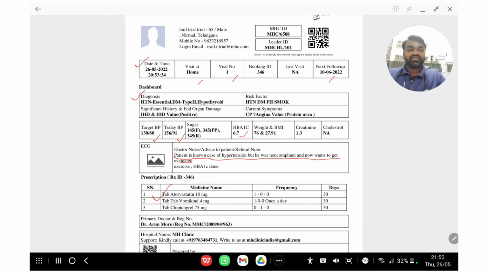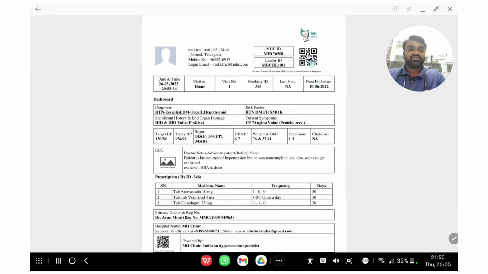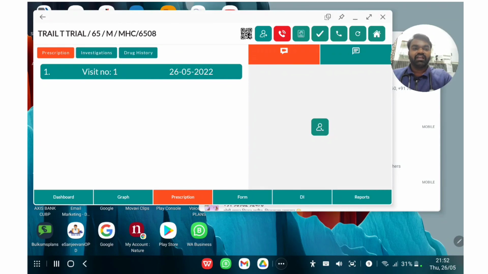This is the prescription generated for that particular patient, and if you can see, the doctor's registration details are over there. With this QR code, the app can be downloaded, and this upper-side QR code is for the patient, and the leader under whom the patient is, that ID comes over there. So this way it's very simple, and the prescription is shared and the PDF is generated and can be shared across platforms.